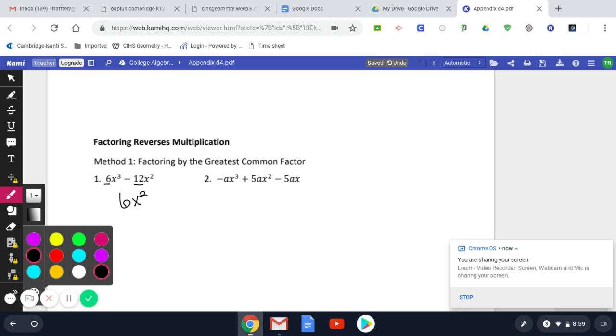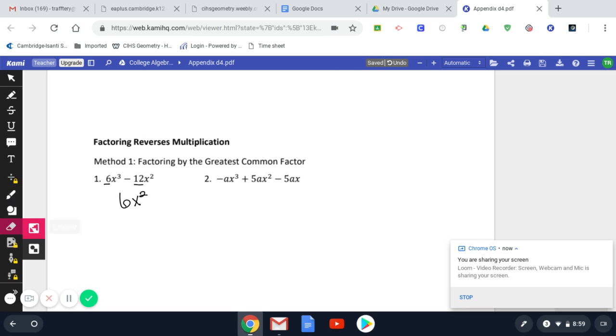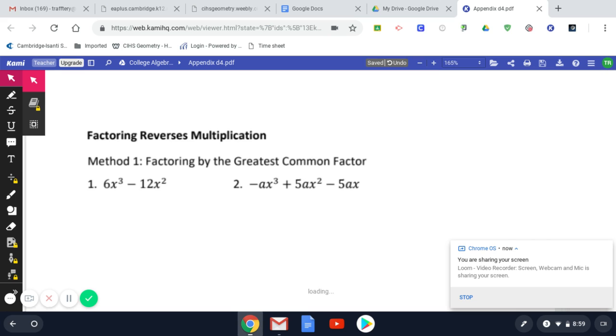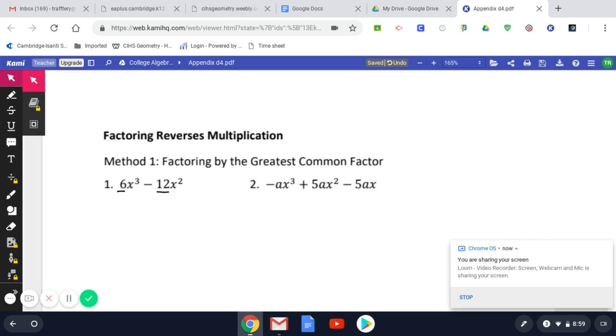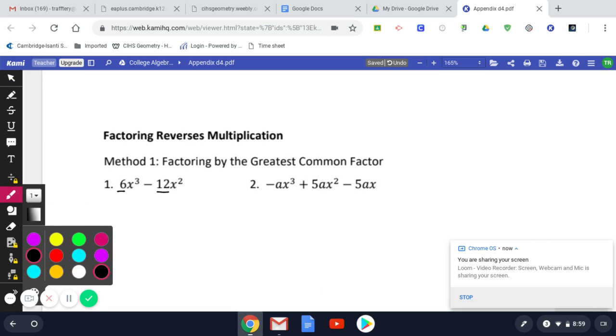Now, when I do this, I always think of dividing it out. And actually, I'm going to write that out for you just so that we're on the same page here. The way that I like to view this, I wish I could move it over. The way I like to think about it is this way. I like to divide by 6x squared on both of them.